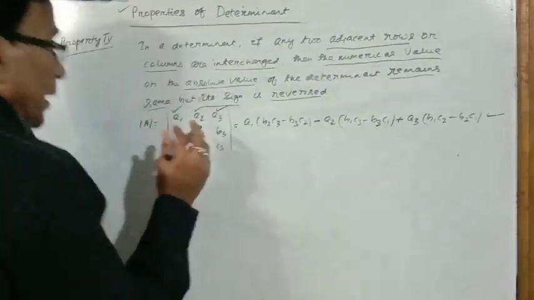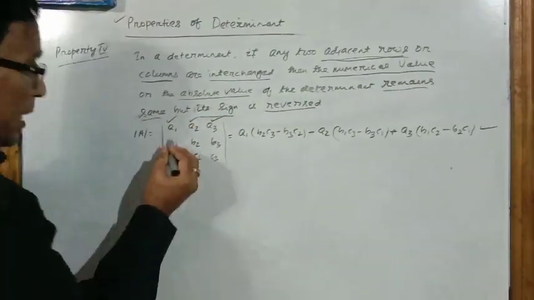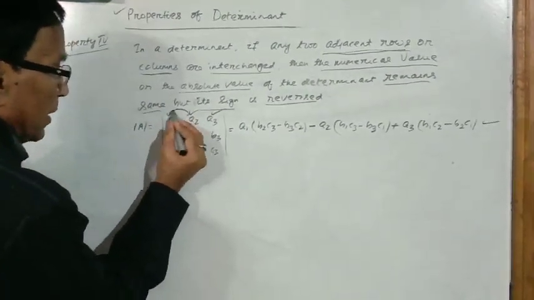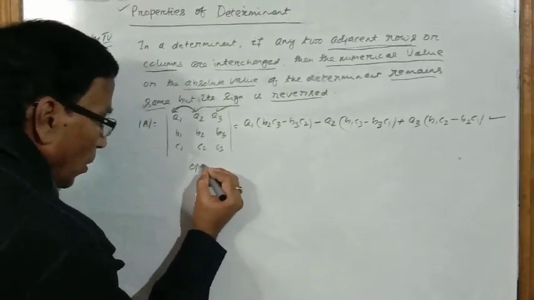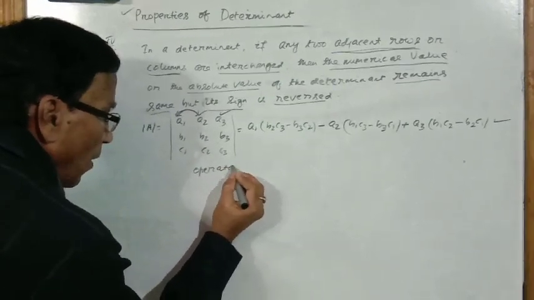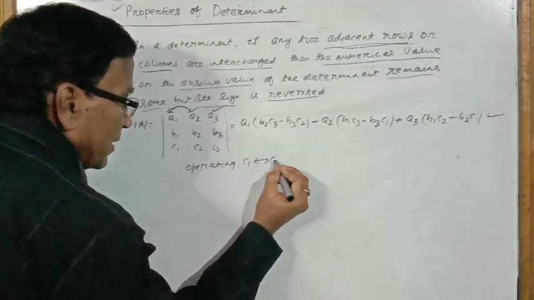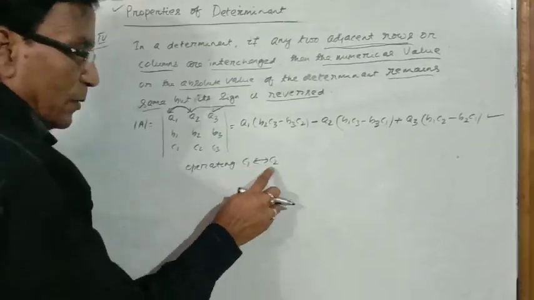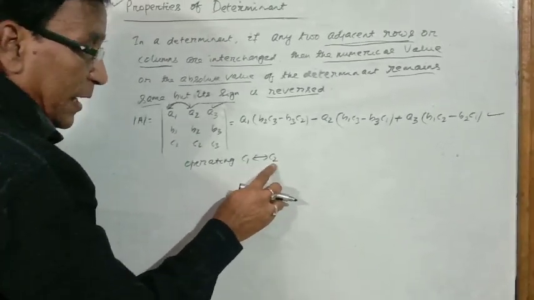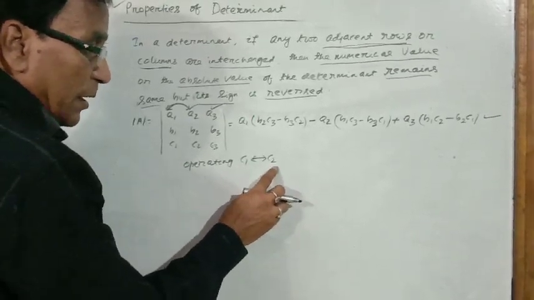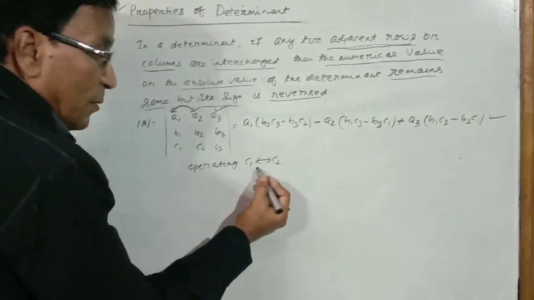Now, if we interchange any two adjacent rows or columns, for example, if we interchange these two columns C1 and C2, that means C1 becomes C2 and C2 becomes C1. C1 and C2 represent the first column and second column. So the first column becomes the second column and the second column becomes the first column.